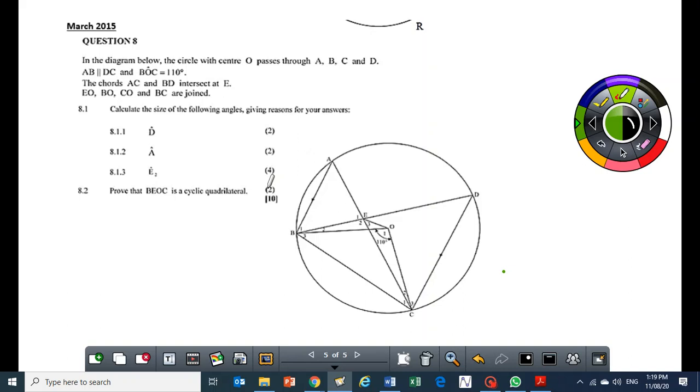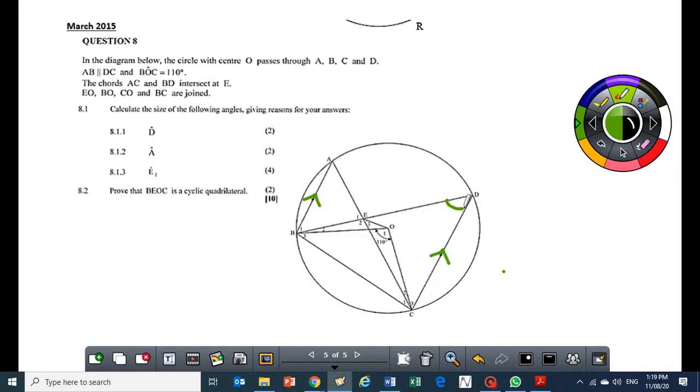There are lines that are parallel. So let me just indicate these two are parallel. Right, so the first question says, calculate the size of the following angles giving reasons for your answers. So 8.1.1, you need to calculate the size of angle D. Okay, size of angle D.